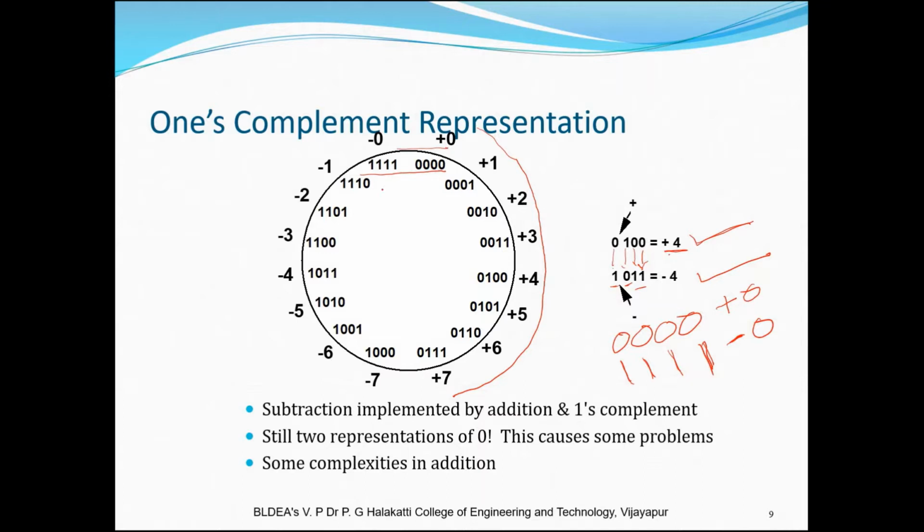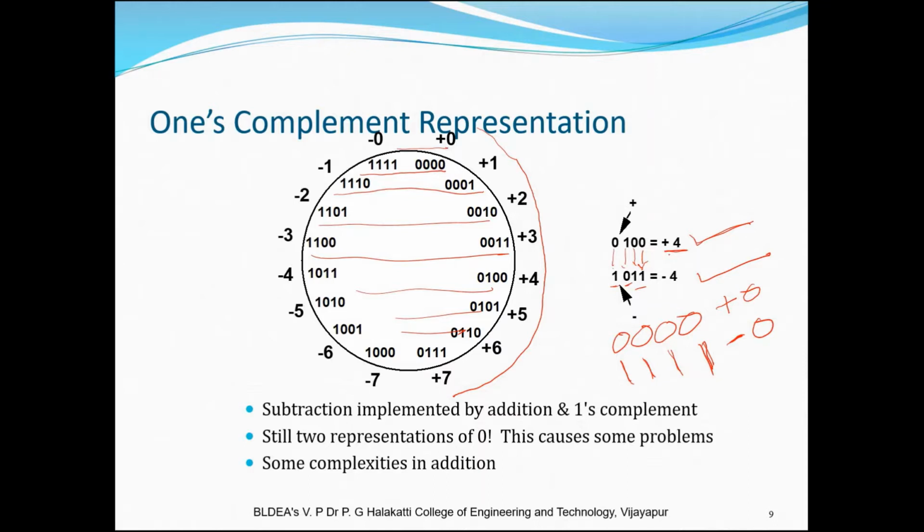Same way we have here plus 1 represented as 0, 0, 0, 1, and its complement is 1, 1, 1, 0. Same way for 2, 3, 4, 5, 6 and 7. So this is how a number is represented in one's complement format.